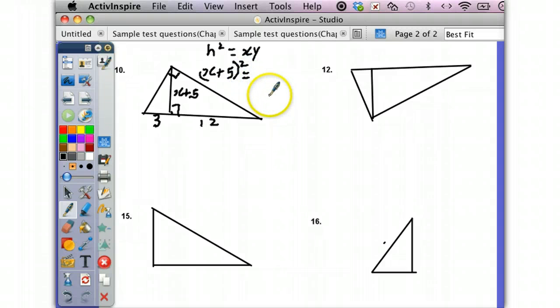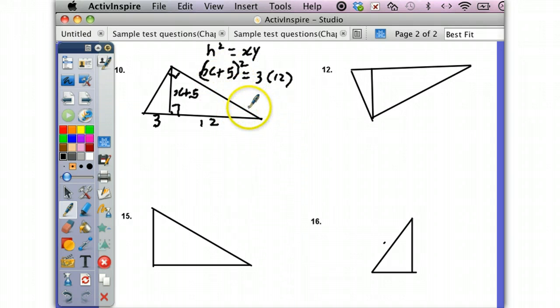And xy would be what? 3 times 12. Let me write that down. 3 times 12. All right? So go ahead and write that down. Noah? Are we going to have to know this triangle? Yes. All right. That's why we're doing it.